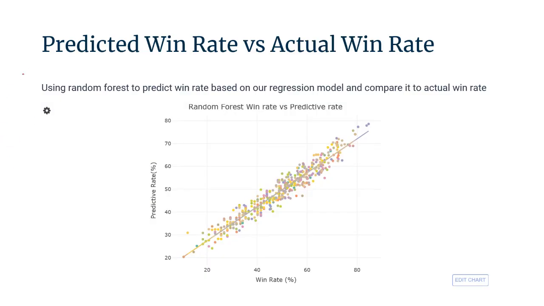So using random forest, we predicted the win rate based on our regression model and compared it to our actual win rate. Random forest takes all of your data points and puts it into decision trees, which runs a regression, and then it allows you to plot the average of 500 simulations. Based on our current data, our independent variables predict the average win rate at high accuracy.